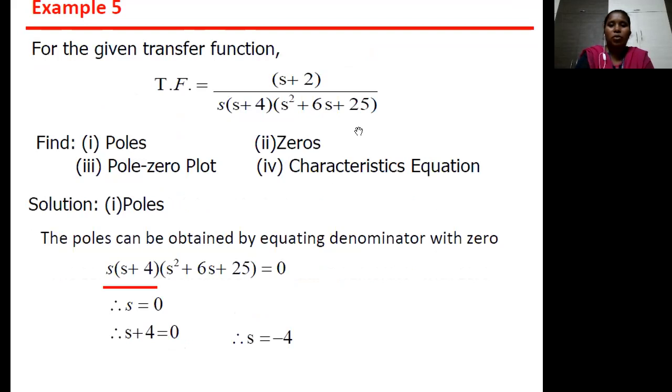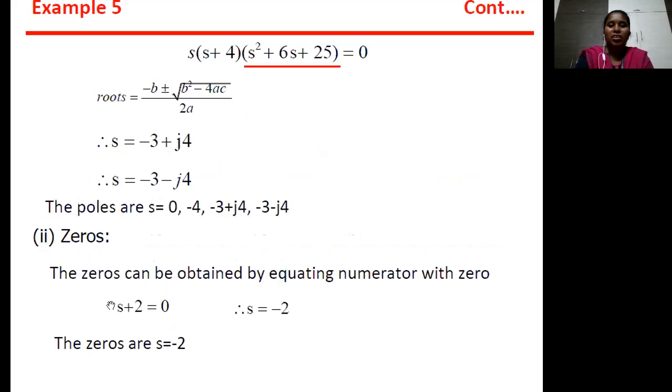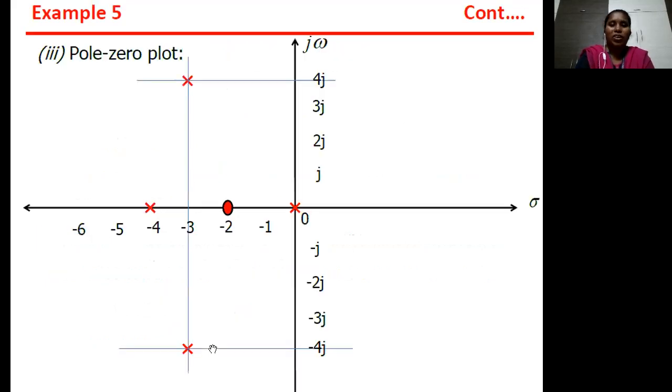And coming to the second one, what is our second aim? We have to determine the zeros of the given transfer function. To determine the zeros, what do we have to do? We have to equate the numerator of the transfer function with 0. So here what is the numerator? That is s plus 2, right? So s plus 2 is equal to 0 we have to take. It implies s is equal to minus 2. That means the zero of the transfer function is s is equal to minus 2, right?